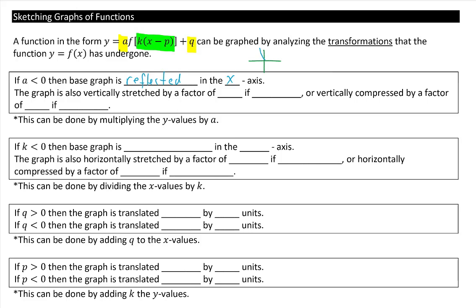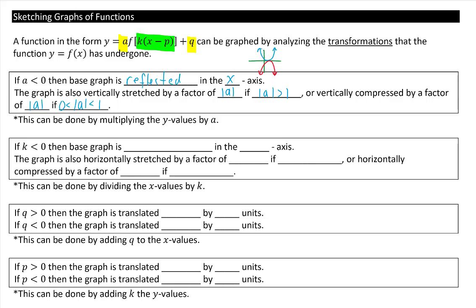This means if you had a parabola that opens up, we would reflect it in the x-axis to get a parabola that opens downwards. Also note the graph is vertically stretched by a factor of the magnitude of a if the magnitude of a is greater than 1, or it's vertically compressed by a factor of the magnitude of a if the magnitude of a is less than 1 or greater than 0.